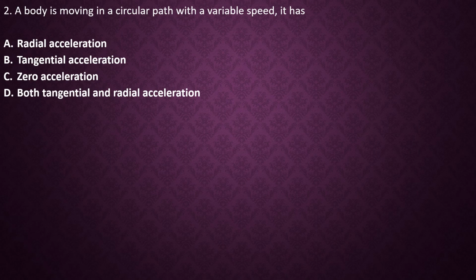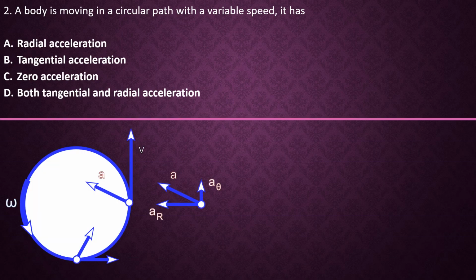A body is moving in a circular path with a variable speed, it has. Alright, so we're just quickly going to demonstrate the diagram of a particle moving in a circular path here. Now, the very first thing for you to note is that whenever a particle is moving in a circular path, it has acceleration, whether it's moving with constant speed or with a non-constant speed, in that case a variable speed, like the question is talking about. So if it's moving with a constant speed, the particle is still accelerating because it's going to have only the radial component of its acceleration, which is called the centripetal acceleration, which keeps that particle in the circular path.